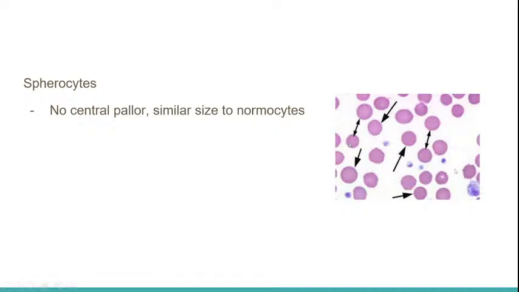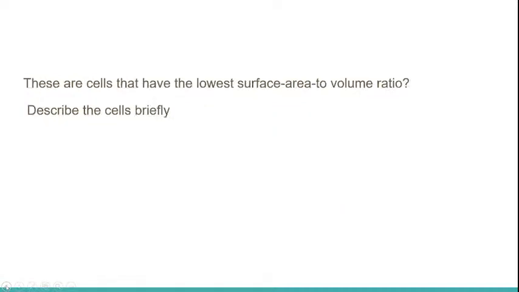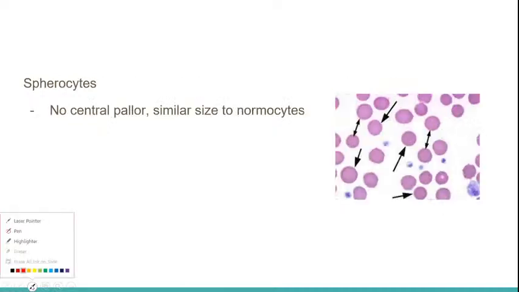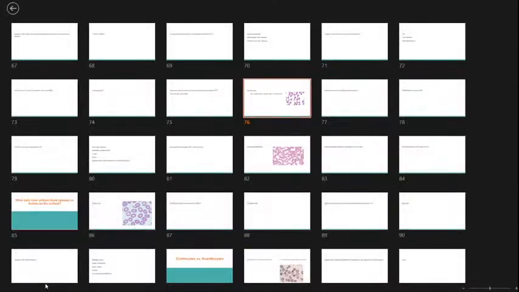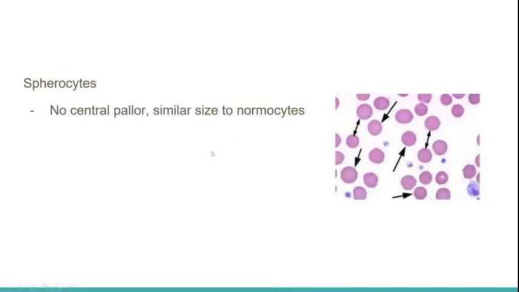Where's my pointer? I want to have a pointer here. I don't have a pointer, so let's just write on it. Oh yeah, I have a pointer now. So look at the central pallor. There's the absence of biconcavity. The central pallor basically indicates that there is a biconcavity.